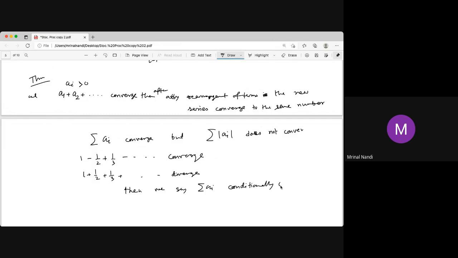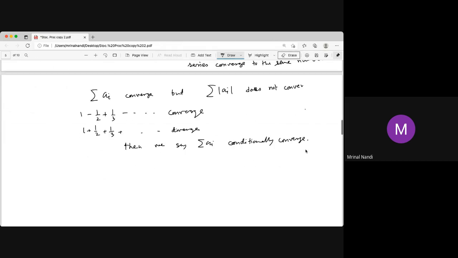Conditionally convergent. And if the sum of the mod values converges, then automatically that series converges. This is interesting. The sum of AI may converge while the sum of mod AI may not converge, but the other is not true. If the summation of mod AI converges, then the summation AI must converge.